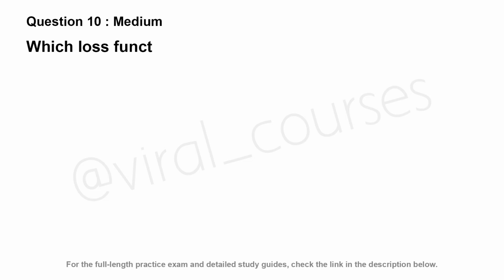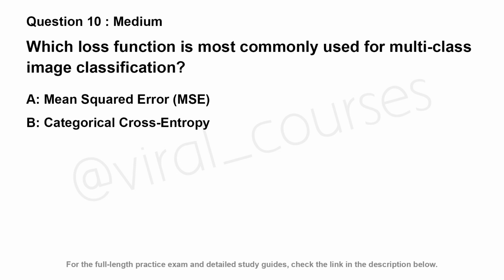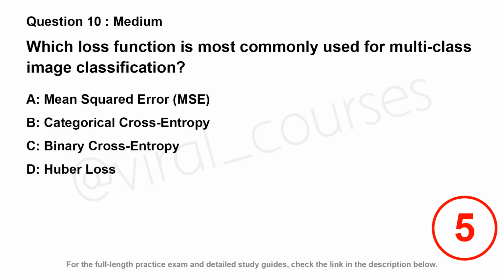Which loss function is most commonly used for multi-class image classification? Option A. Mean squared error, MSE. Option B. Categorical cross-entropy. Option C. Binary cross-entropy. Option D. Huber loss.